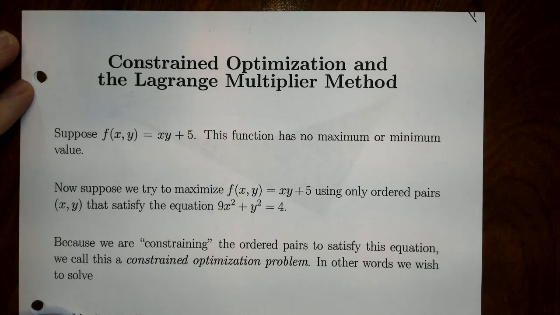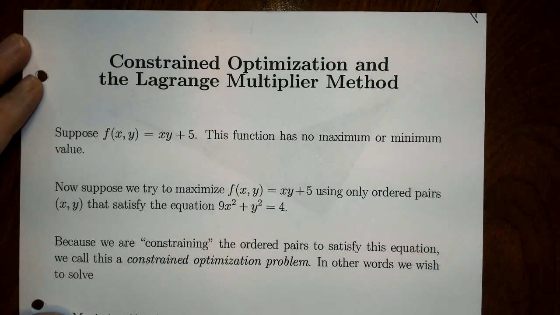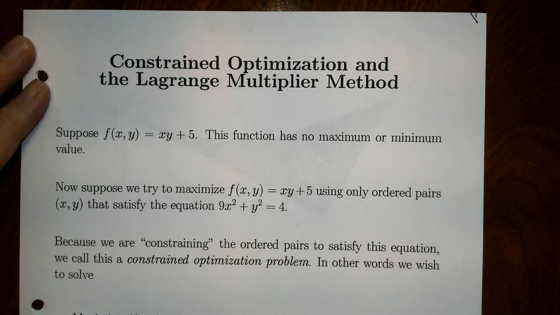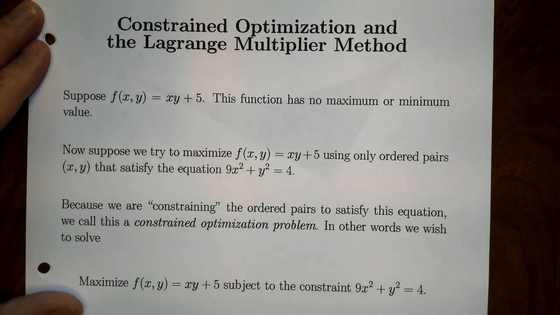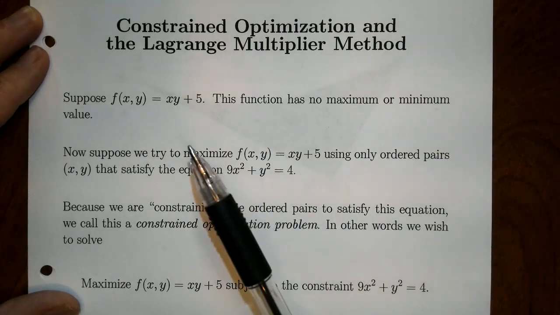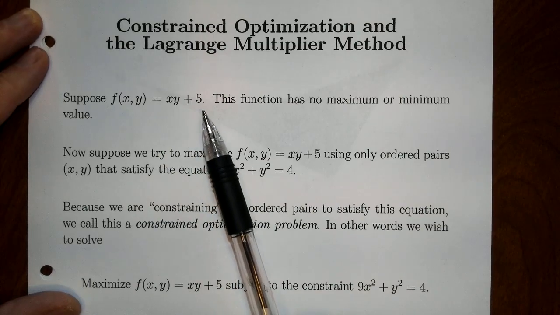In this video, we're going to discuss a method of what's known as constrained optimization, and the method that's used to solve such a problem is known as the Lagrange multiplier method. So let's consider an example. The function f of xy equals xy plus 5.